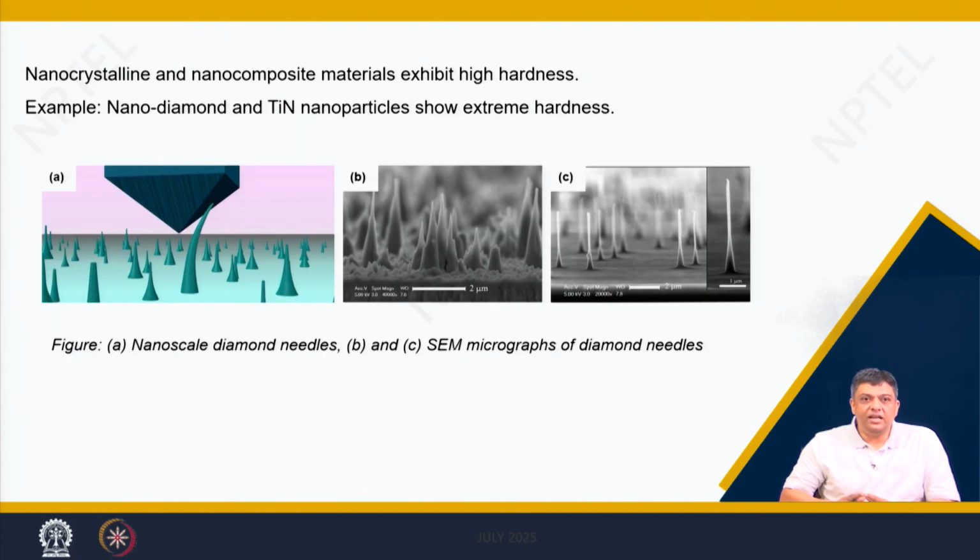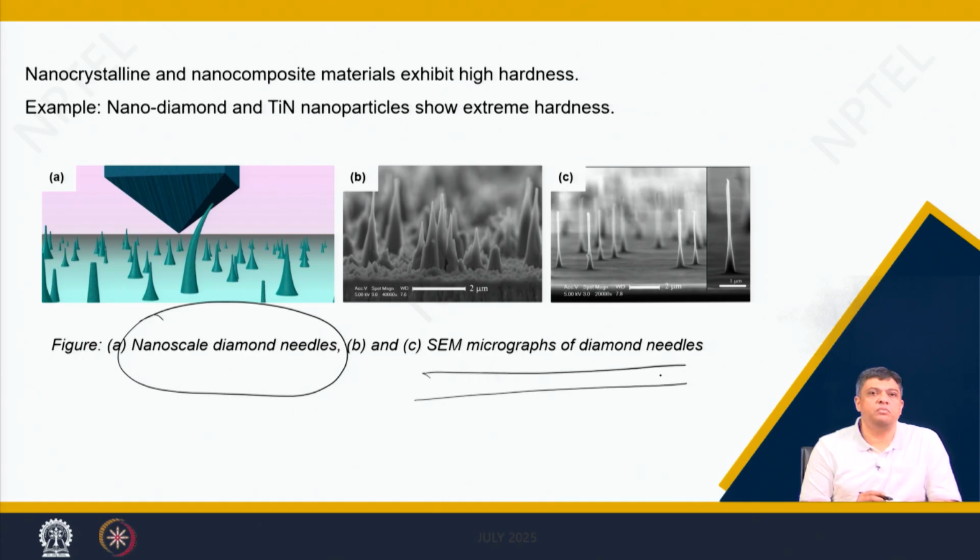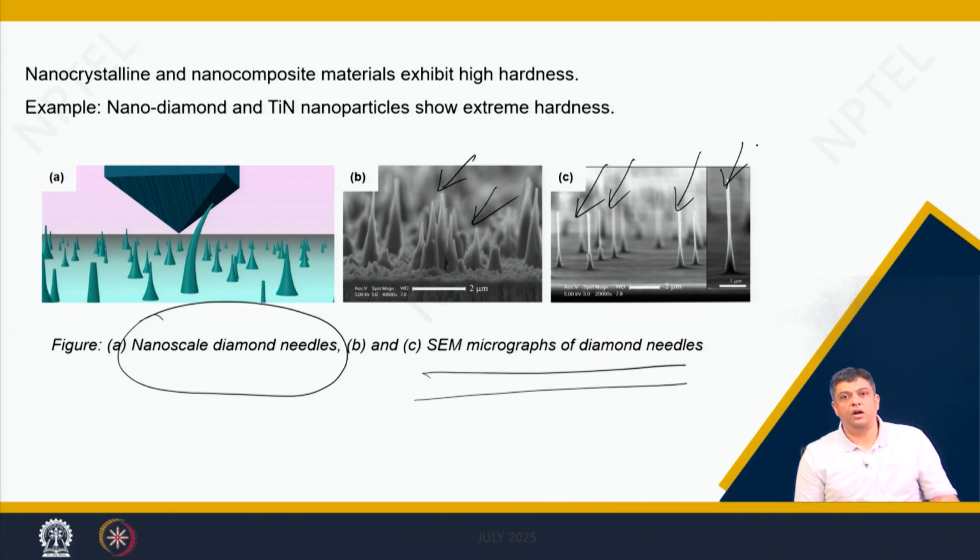This is another example where systems, for example, nanoscale diamond needles or nano diamond or TiN nanoparticles, they show extreme hardness. So, these are grown, and you can see when you take the pictures, the corresponding SEM pictures, they show extreme hardness.